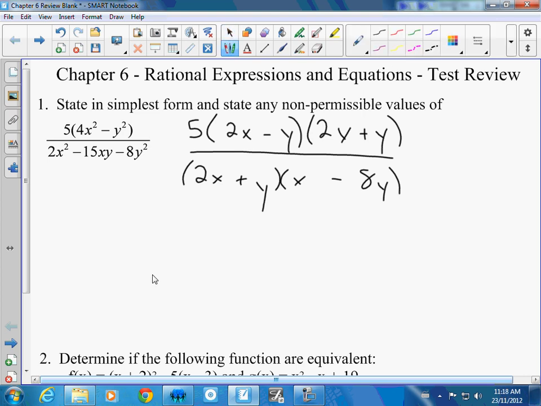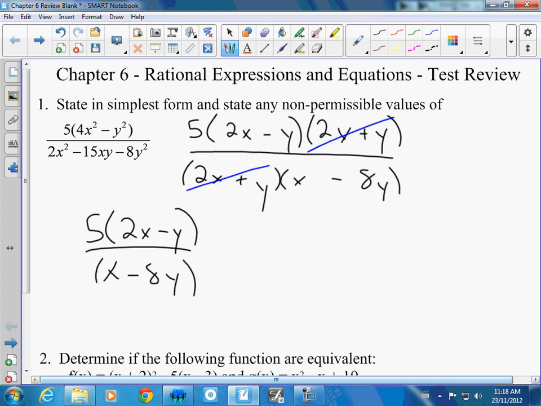Now, why can we cancel again on this one? Because they're all multiplied, right? That's what makes the difference. So we end up with 5 over 2x minus y over top of x minus 8y.